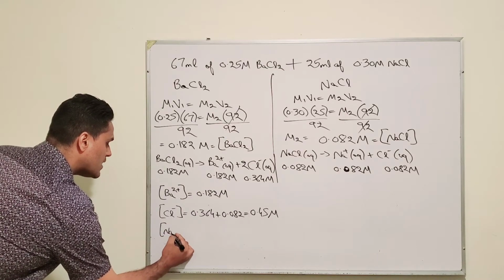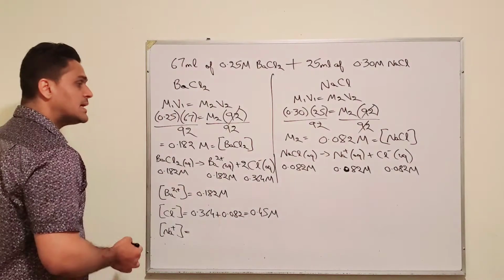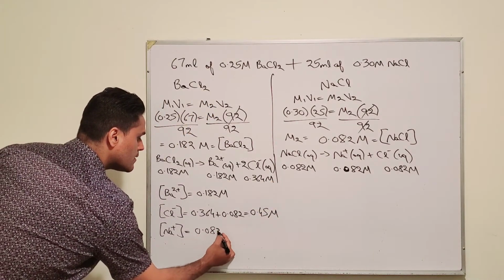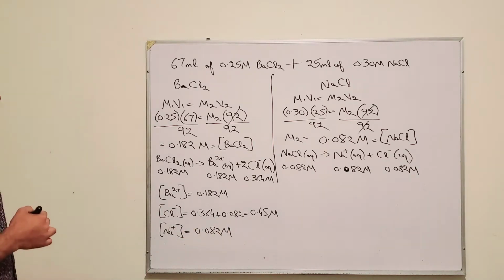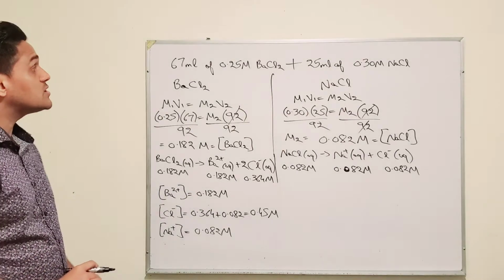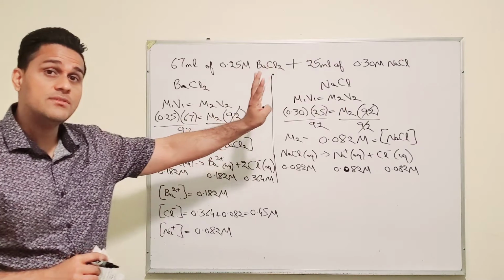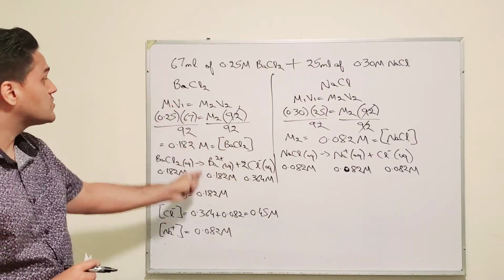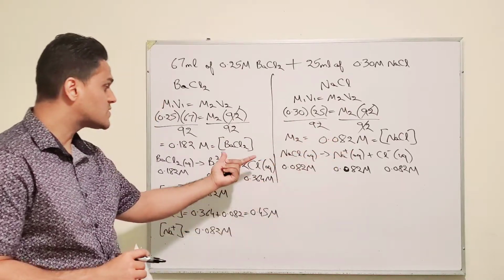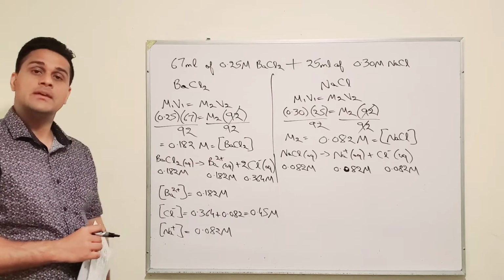Then we have Na+. Again, Na+ just shows up on that side. So it's just going to be 0.082. So that's how you're going to get the final concentration of each ion. Guys, I want you to be very careful. Whenever you have two different compounds that are being added with different volume, I want you to solve for these separately, okay? And then if any ion shows up on both sides, you just add up their concentration and you're going to get your new concentration. Thank you very much, folks.